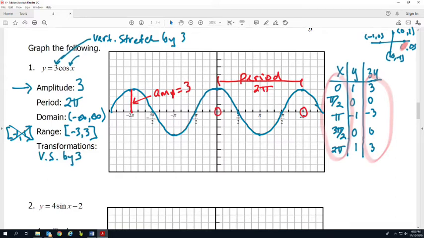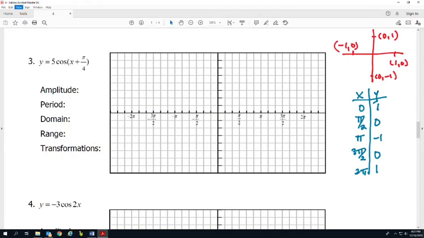All right, let's do another example. Okay, on this example, I've kind of already started it. We're going to do the cosine again. So on our unit circle, we're focusing on the x values. And we're changing it by this 5 right here. That's a vertical stretch.